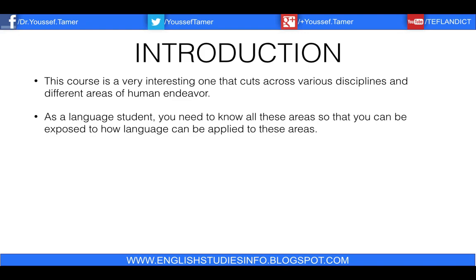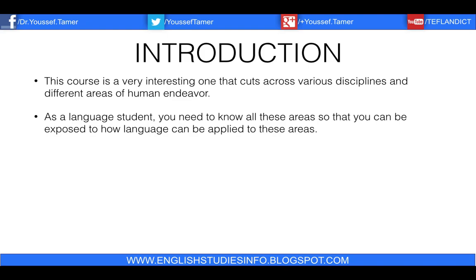You don't need to focus only on the core branches of linguistics, but you need to go beyond that and study other disciplines that go beyond language per se, globally gathered within the field of applied linguistics. You need to know all these areas so that you can be exposed to how language can be applied to these areas. How language is applied in terms of language use, in terms of language learning, in terms of language teaching. I repeat this. Applications of language can be categorized into these three.